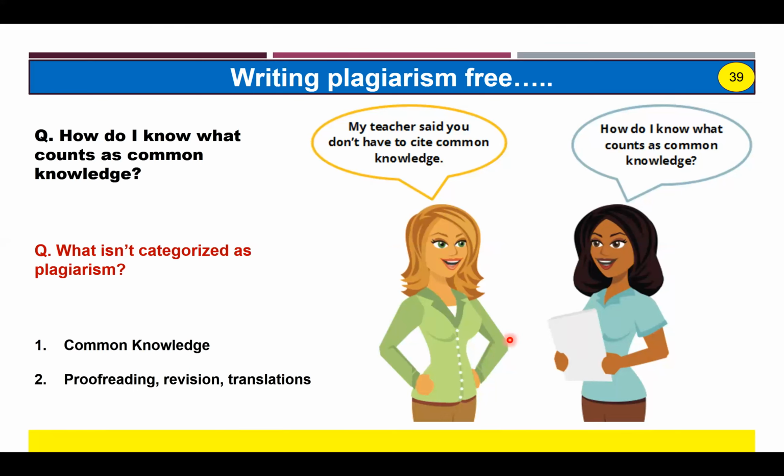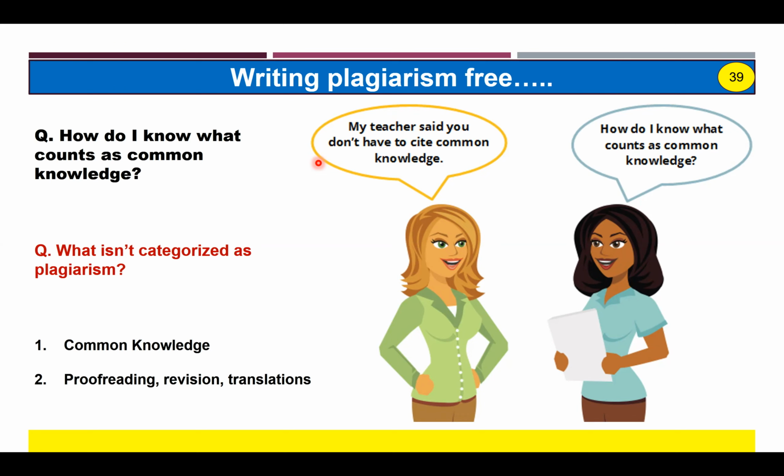So here are some students discussing among themselves. My teacher said you don't have to cite common knowledge, and then another student asks, how do you know what things should fall in that? So when you talk about common knowledge, this is a part where you think about which components do not belong to plagiarism, right? So when you are thinking about making it plagiarism free, you need to know what categories, what type of things should really fall in that, right?